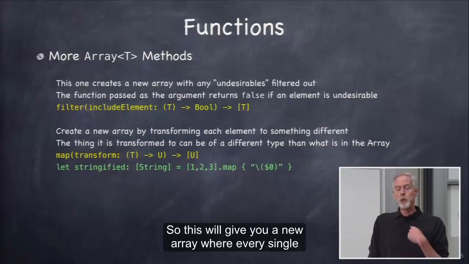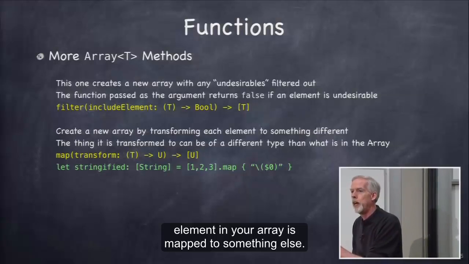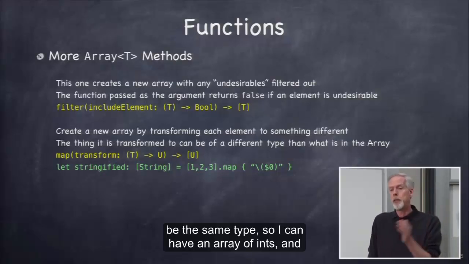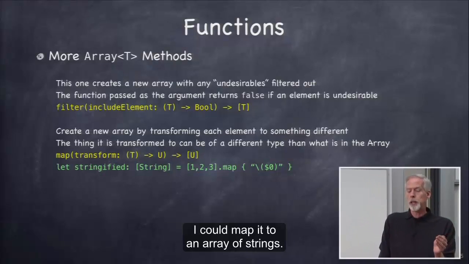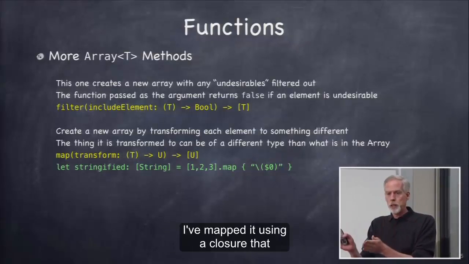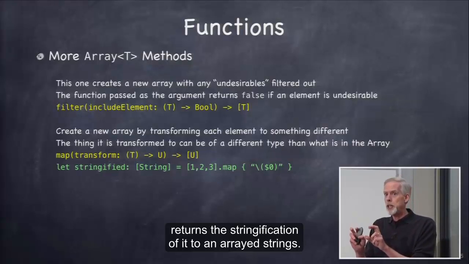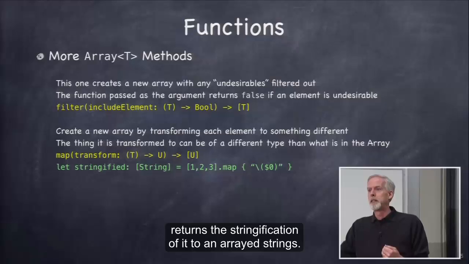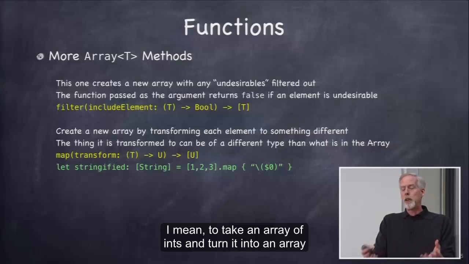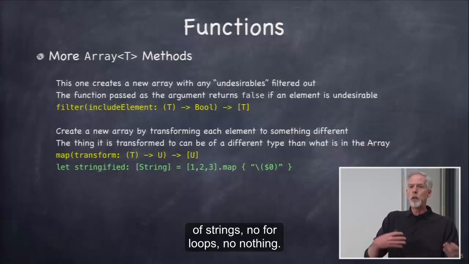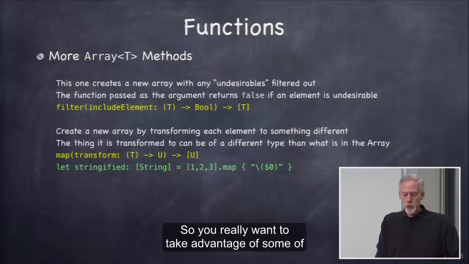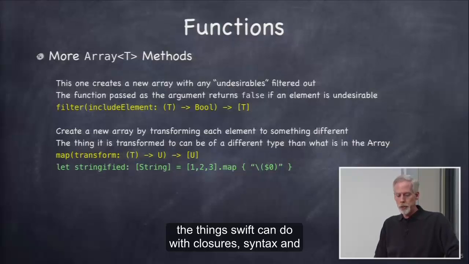And there's another one you can do by mapping. So this will give you a new array where every single element in your array is mapped to something else. And the thing you map it to doesn't even have to be the same type. So I could have an array of ints, and I could map it to an array of strings. And that's what I've done here. So I have this array of ints, 1, 2, 3, and I've mapped it using a closure that returns the stringification of it to an array of strings. Now, you can see incredibly concise language, Swift. I mean, to take an array of ints and turn it into an array of strings, no for loops, no nothing, just, I don't know, a dozen characters here.